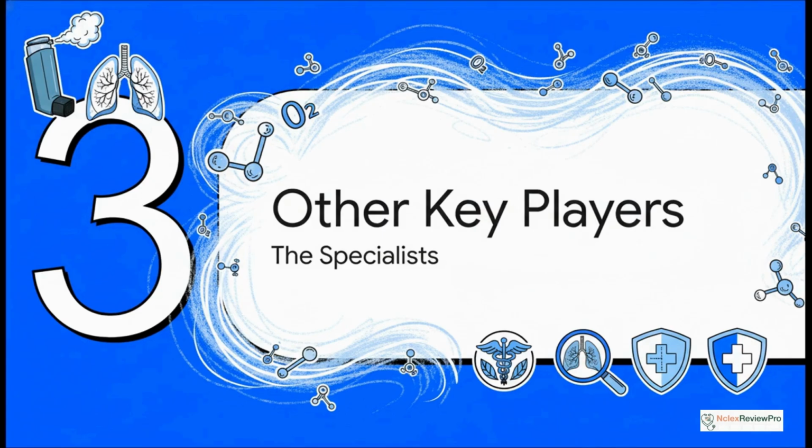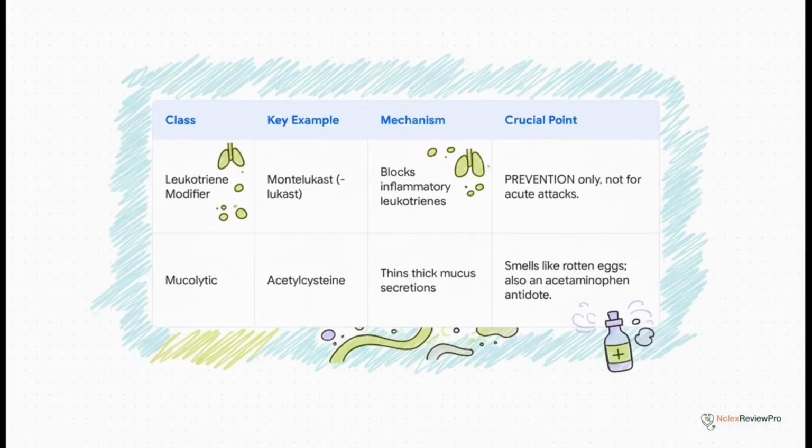Okay, so we've met the main teams, BAM and SLAM, but there are a couple of specialists we need to talk about too. These drugs have very unique jobs in managing respiratory problems. Let's meet two of them. First up, the leukotriene modifiers, like montelukast. You'll recognize them by that -lukast ending. The crucial point here, these are for long-term prevention. They work slowly. They are not for an acute attack.